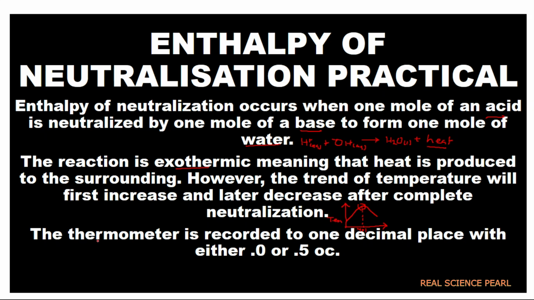Now, we shall be using a thermometer, but the thermometer is recorded to 0.0 or 0.5, meaning I expect the values to be maybe 26.0 degrees Celsius or 26.5 degrees Celsius. We cannot have 0.1, 0.2, 0.4.